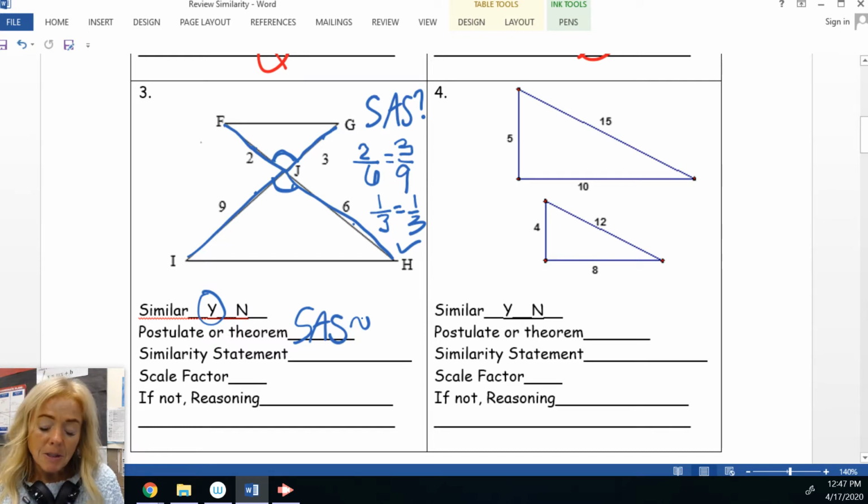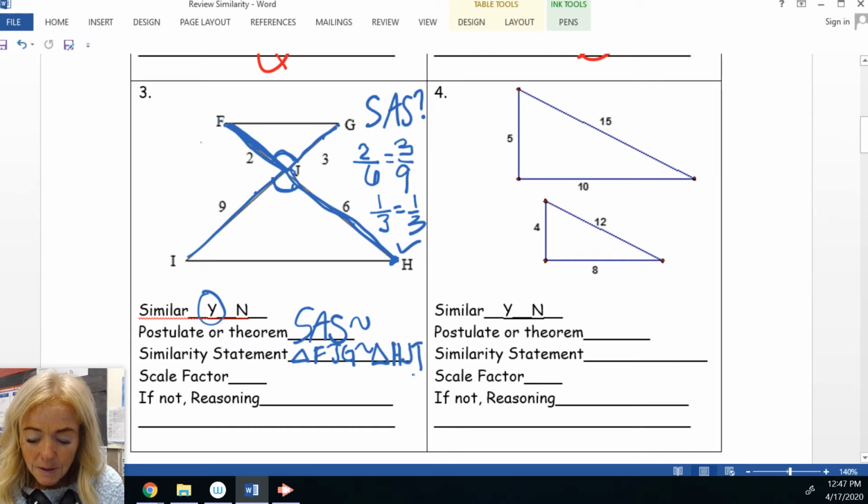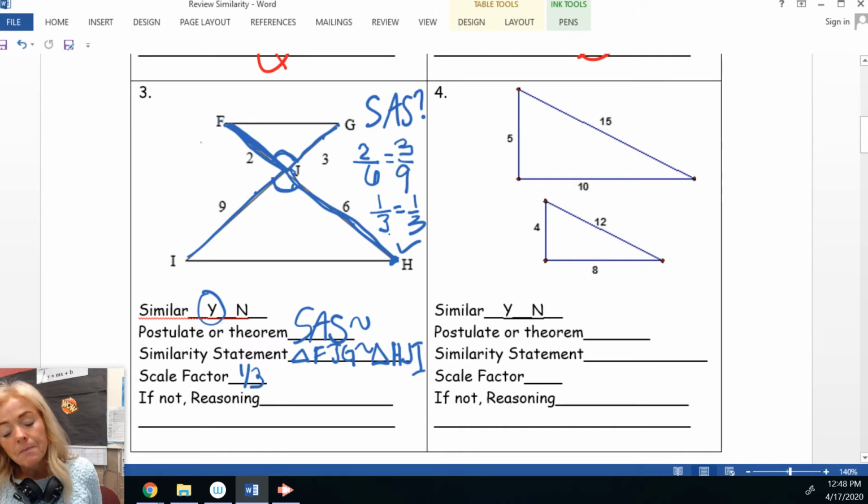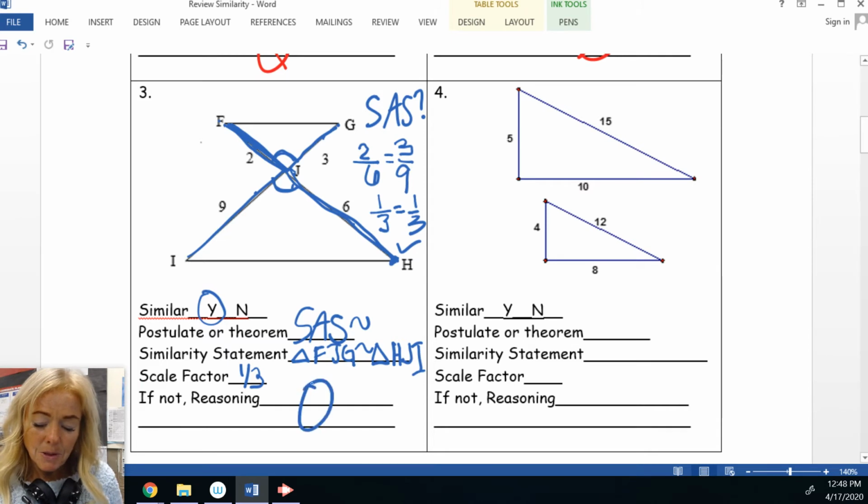Awesome. All right, so the similarity statement, we would need to do triangle, let's see, let's go FJG. FJG is similar to triangle. Now, F is at the end of the smaller side of the two sides. So we need to go to the end of the smaller side of the similar triangle, H. We'll start with H, and then J, and then I. Okay? Now, the scale factor is 1/3. We figured that out already when we were determining whether or not the sides are proportional and have the same ratio, and they did, and it was 1/3. So we're good to go. And we don't need to figure out if not, because they were.